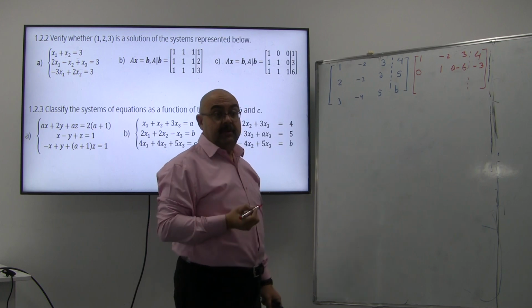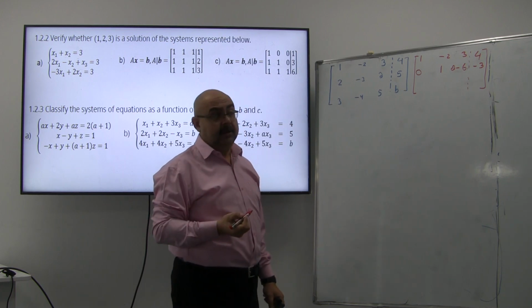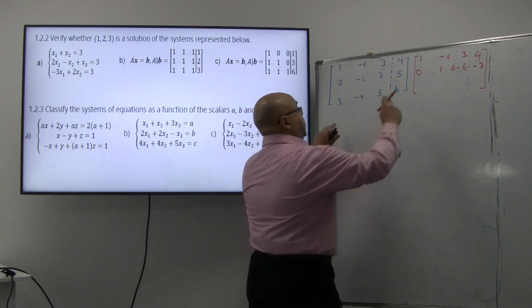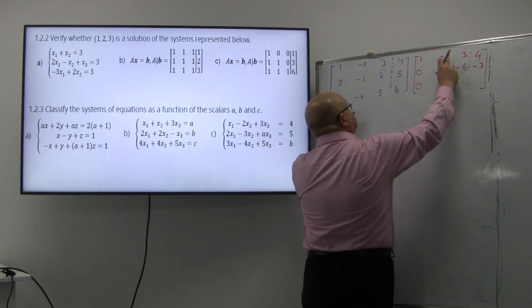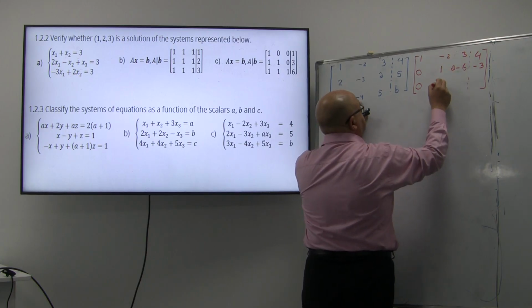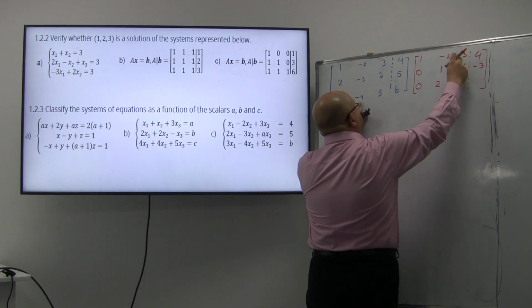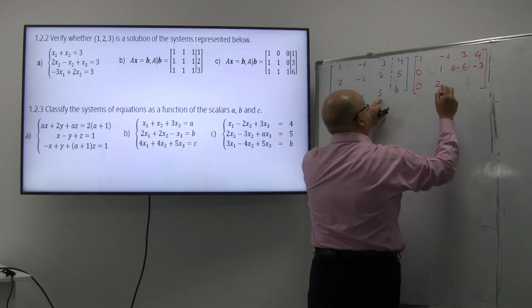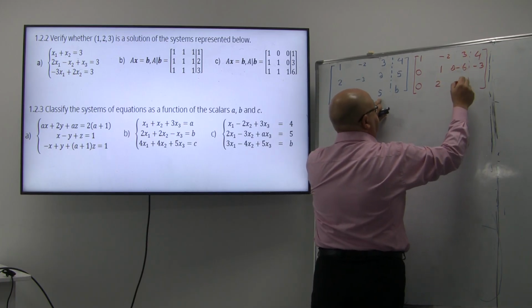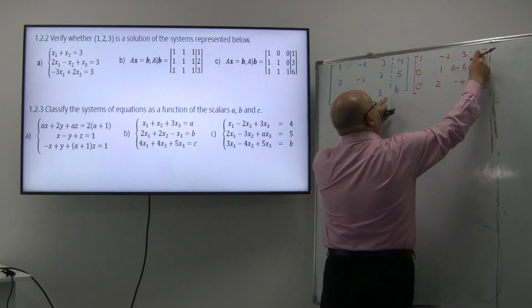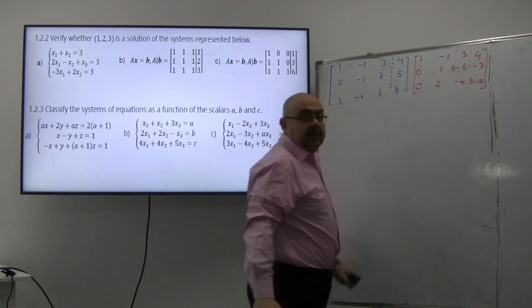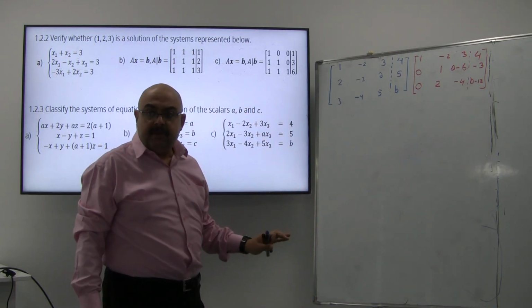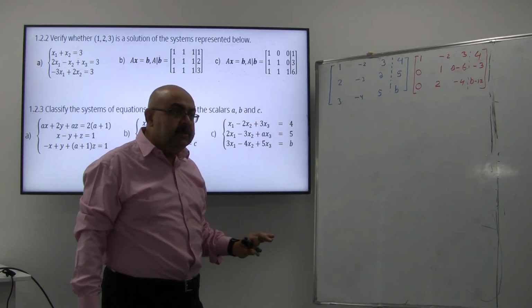Check the numbers while I'm working. Maybe I make a mistake. Negative 3 plus 3 equals 0. Negative 3 times negative 2 is positive 6, plus negative 4, so it's going to be 2. Negative 3 times 3 is negative 9, and you have a 5, so it's going to be negative 4. Negative 3 times 4 is negative 12, plus B, so this is B minus 12. Any problems?